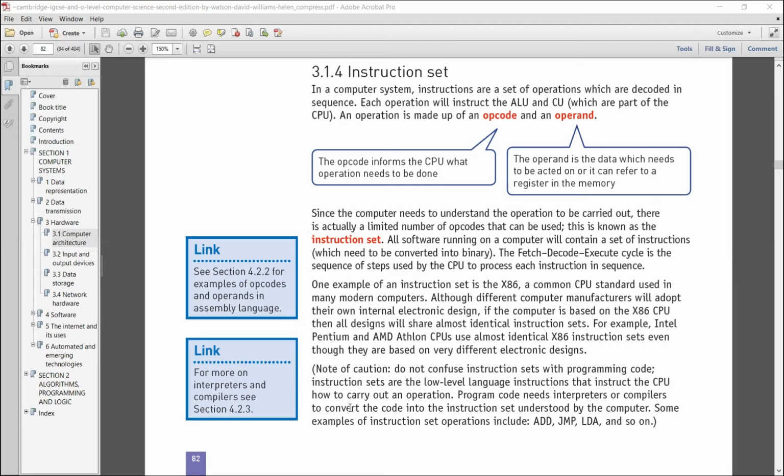Yes, exactly. If you are adding 2 and 3, then 2 and 3 will be your data, and if you say 2 plus 3, so plus is the opcode, or the instruction that you are telling the CPU to perform. And for example, the instruction that you are giving is opcode, and what you are working on is going to be operand.